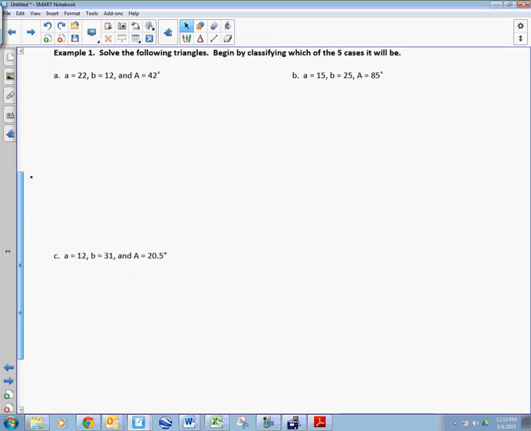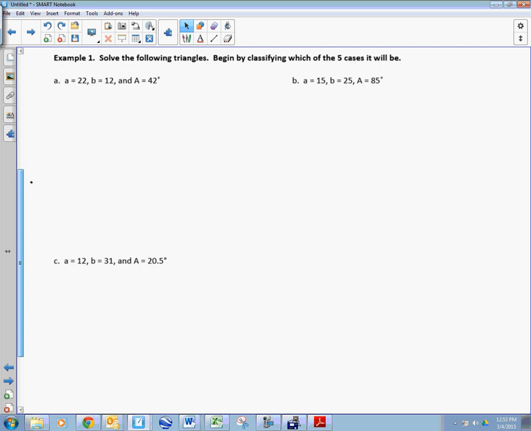Solve the following triangles by classifying them, which of the 5 cases it will be. I'm not going to give that to you on the test. I'm not going to say, hey, look at this side-side-angle situation. I'm just going to say solve the triangle. And you've got to understand which of the 6 it is. Actually 5, because we never do angle-angle-angle. So here we go.